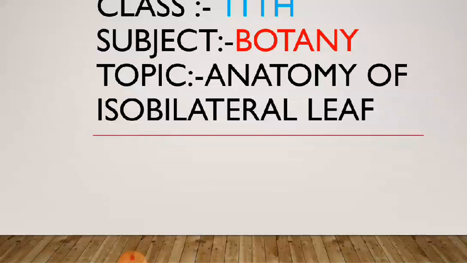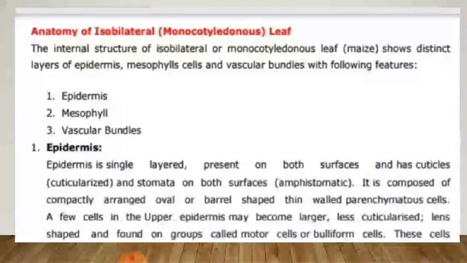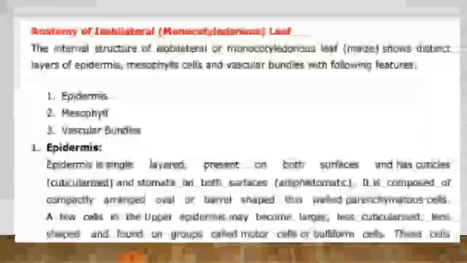So far as this isobilateral leaf is concerned, the internal structure of the isobilateral or monocot leaf shows the distinct layers of epidermis, mesophyll cells, and vascular bundles with the following features. So there are three main regions. First is epidermis, second is mesophyll cells, and third is vascular bundles. First, we will take epidermis.